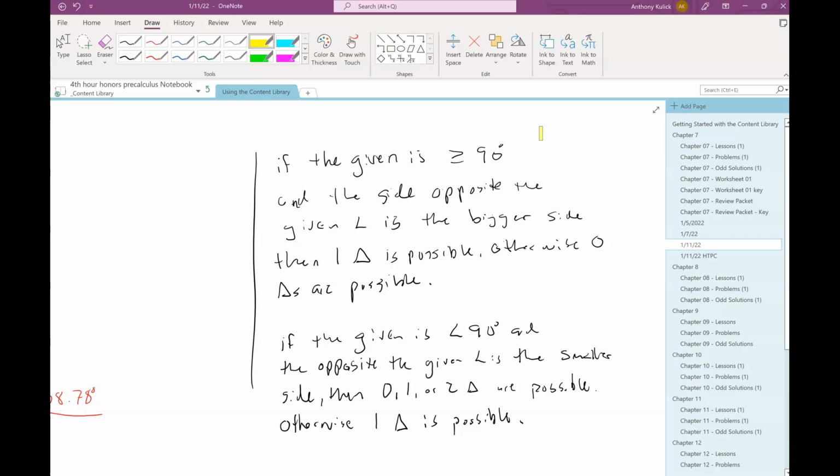But I think that's probably easier to memorize rather than all the cases that we gave the first time through, right?